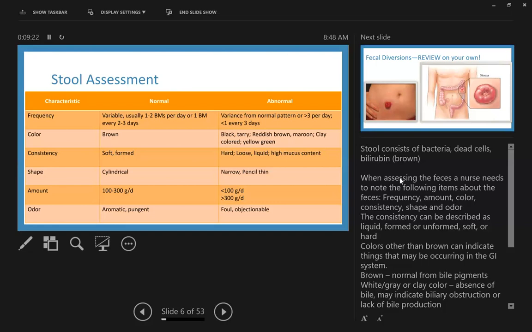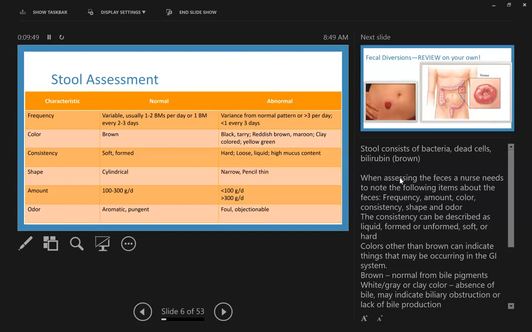So normal color is going to be brown because that's the bilirubin going in. Abnormal colors, black and tarry. Well, we know that could mean blood. That can also mean iron supplements, or even Pepto-Bismol can cause stools to turn a dark greenish black. And then reddish brown we know can mean blood. Maroon also blood. Bright red would be blood, right?